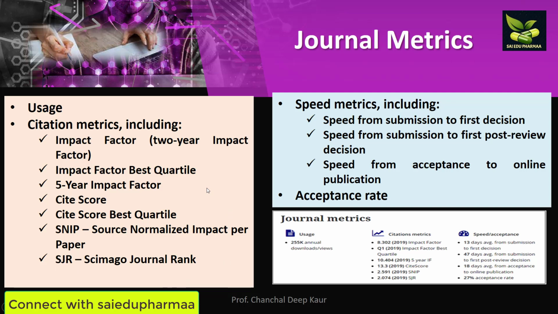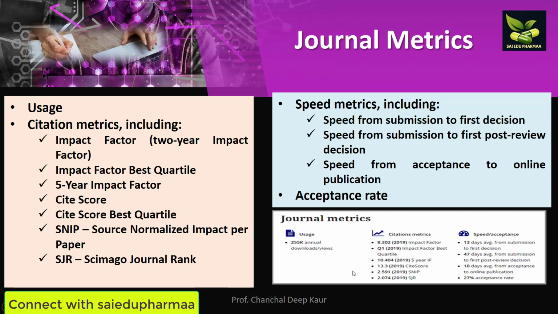Then it is also very important that we should know what the speed metrics are. Like when you are submitting your paper, then in how much time duration they will be giving the decision. So speed from submission to first decision, then speed from submission to first post review decision, then speed from acceptance to online publication. So what is the percentage of acceptance rate?